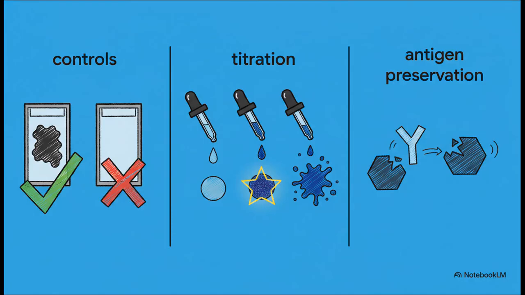So, validation is a whole process. Every single experiment needs to have positive controls, tissues you know for a fact contain the protein, and negative controls where you know it's absent. You have to carefully fine-tune the antibody's concentration to get a strong signal without a ton of background noise. And you have to make sure the way you prepared the tissue didn't damage the very thing you're trying to see.